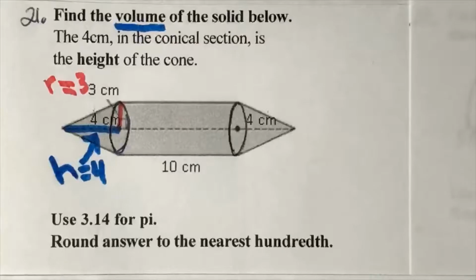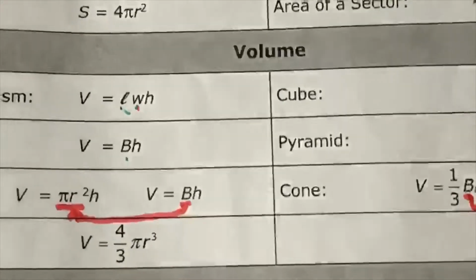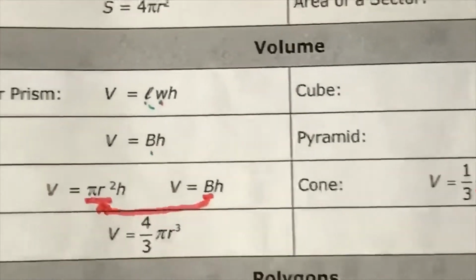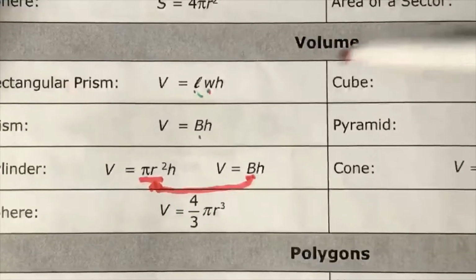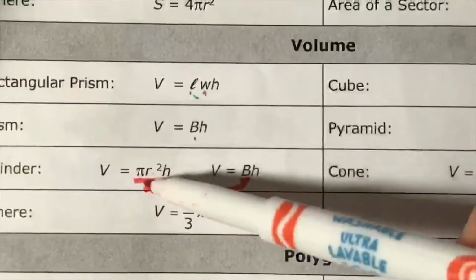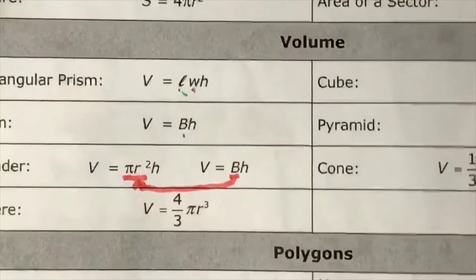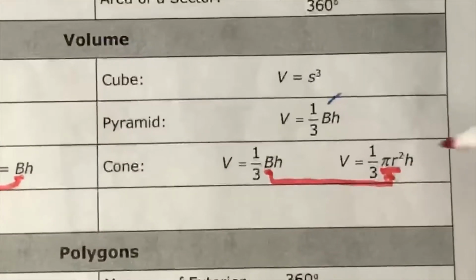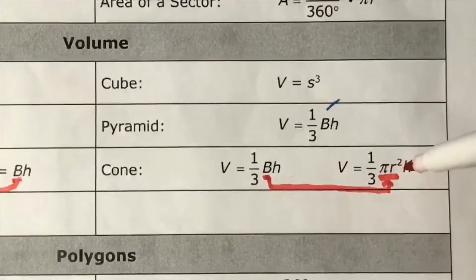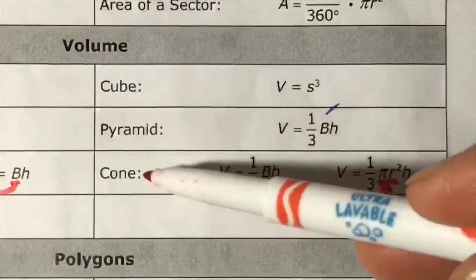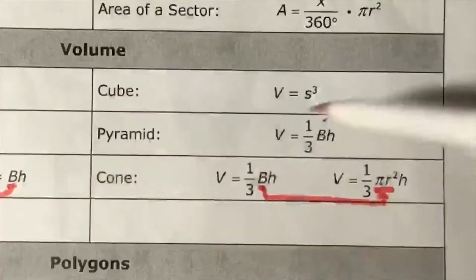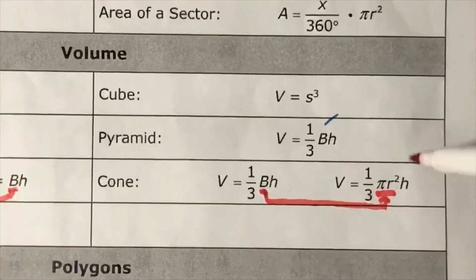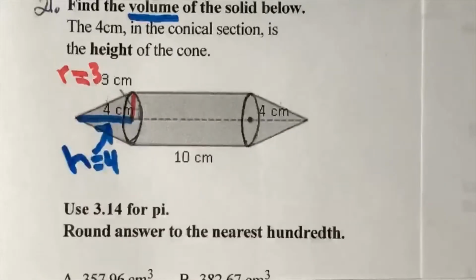So you want to go to your formula chart, to the volume section, and write down the cylinder, pi r squared h, and you also want to write down 1/3 pi r squared h for the cone. That is the 2 formulas needed. But then you have to match the reading to this problem.